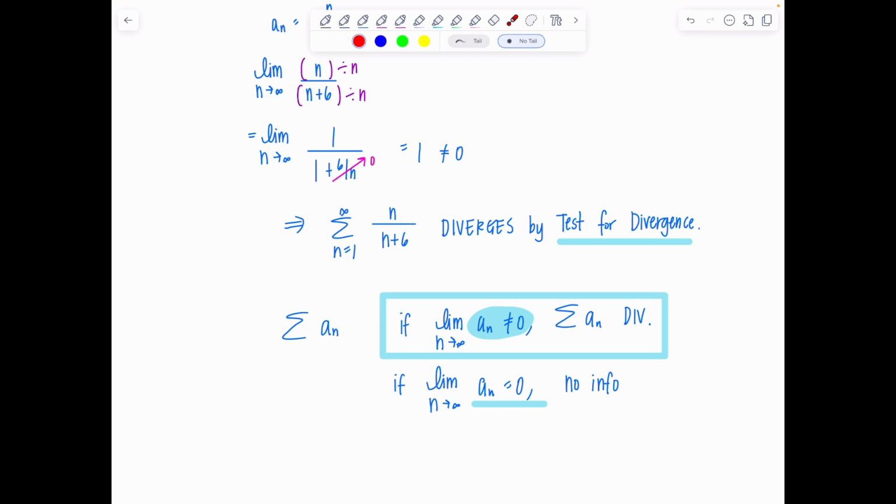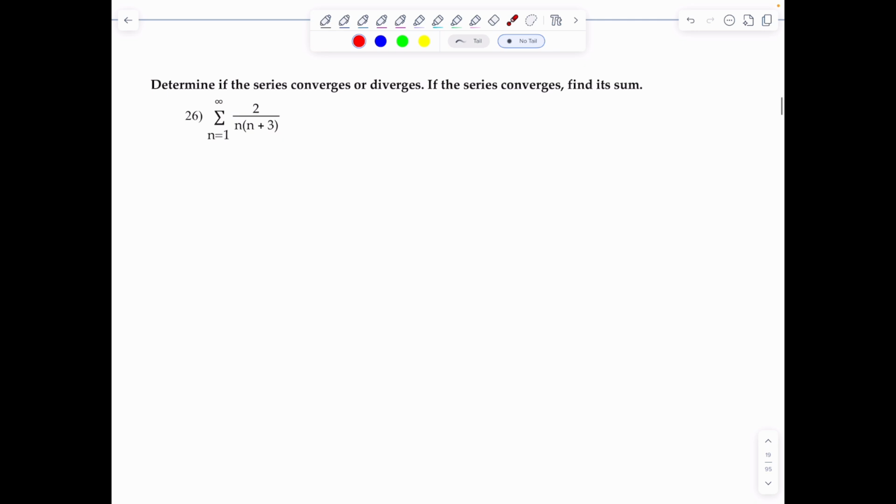Let's look at some more. And now that you're aware of the test for divergence, hopefully you can be on the lookout. Yes? Okay. So here we have, again, determine if the series converges or diverges. If the series converges, find its sum.